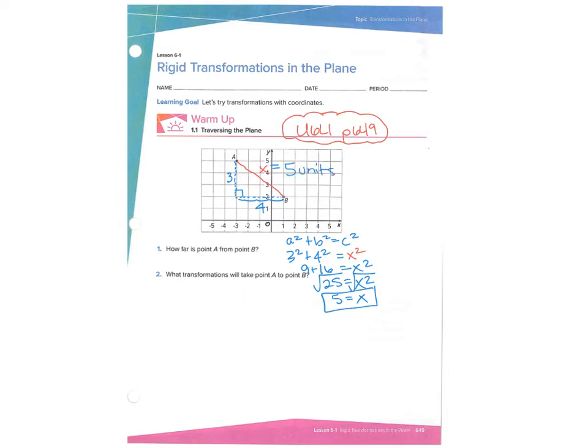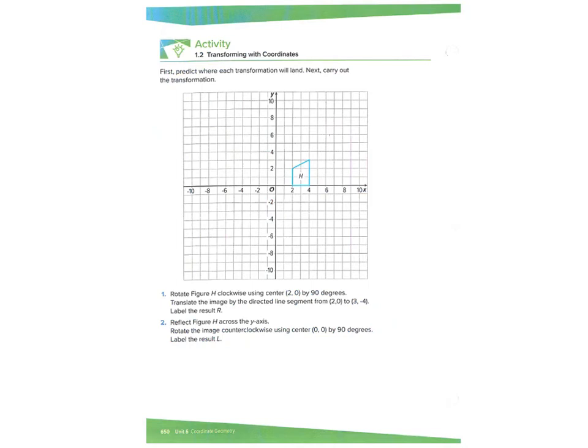It says what transformation will take point A, so this is where you're starting, to point B, so that's where you're ending. So if you remember last semester, that was a translation. That was my slide across from A to B. So this is from A, which is -3, 5. Remember, it's your x coordinate first and then my y coordinate, to B, which is located at 1, 2 on my graph, 1, 2. So then let's take a look at this next activity.